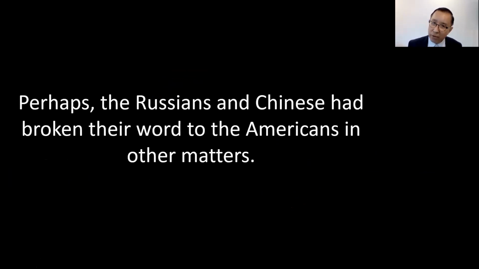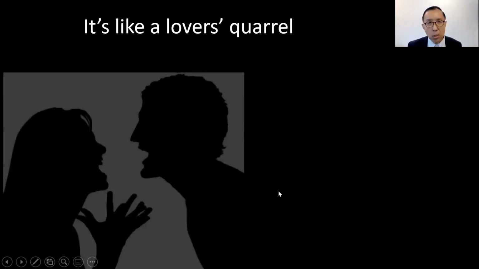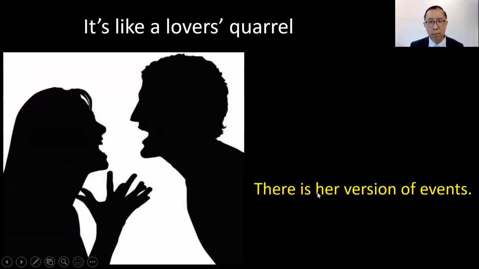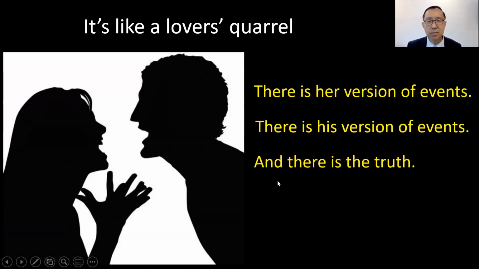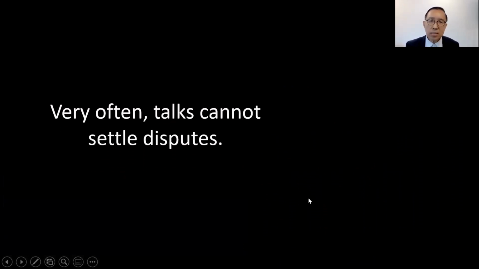Well, I'm giving you examples of Russians and the Chinese saying that the Americans didn't keep their word. But how do we know? We are not insiders. Maybe the Americans have their stories to tell too. Maybe the Russians and the Chinese have had many incidents where they didn't keep their word. We don't know. So it's like viewing a lover's quarrel. There's her version of events, there's his version of events, and of course there's the truth, which we will never know. Very often, talks cannot settle disputes.